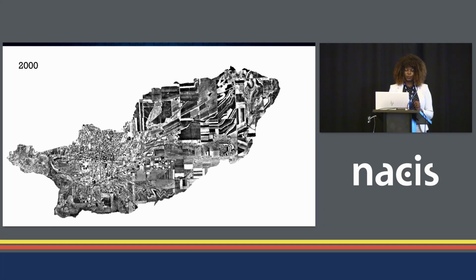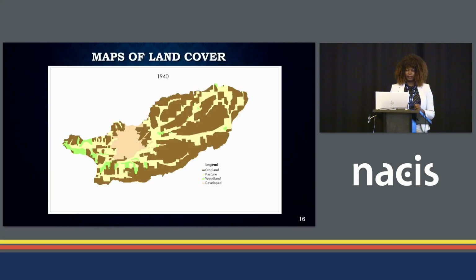And after this, we vectorized the farms, and then we assigned each of the farms the different land cover, and were able to come up with land cover maps. So this is a map of 1940, and as you can see here, the upper portion of the subwatershed, which was previously prairie, is now almost all cropland, with some strips of grasslands.